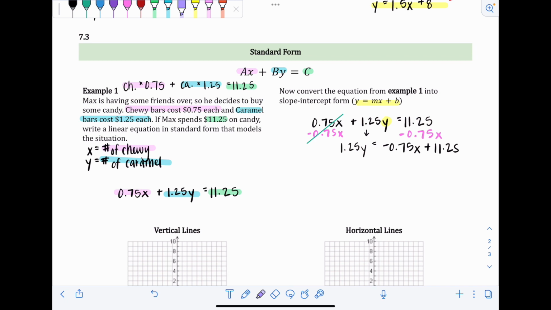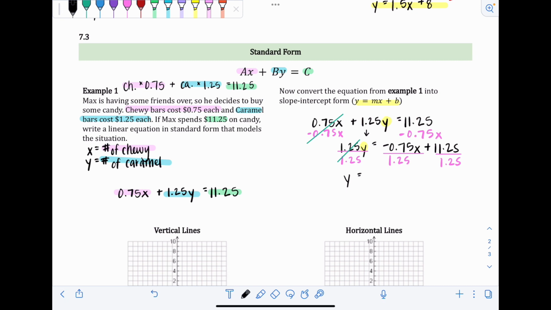And then next, if I want to get y isolated, I have to get rid of that 1.25 that's being multiplied by it. So I would divide both sides by 1.25. Actually, you can do it as one big line, but I think it's easy to miss something there. So dividing both sides by 1.25 means dividing each term by 1.25. I can't just do it to one or the other. So if I divide by 1.25 here, that's going to leave me with just y.